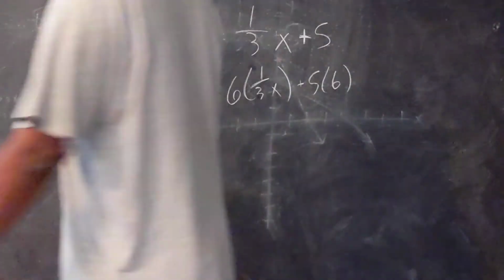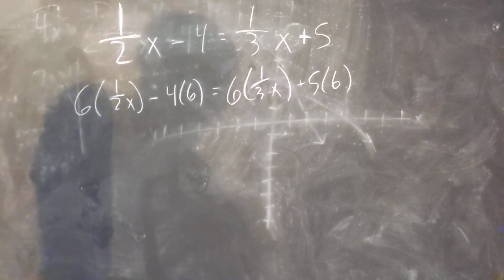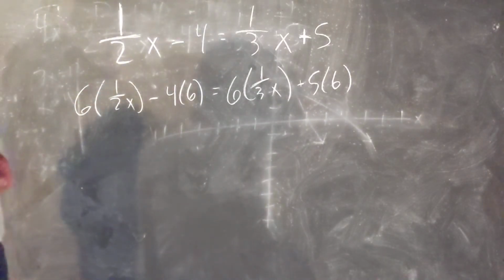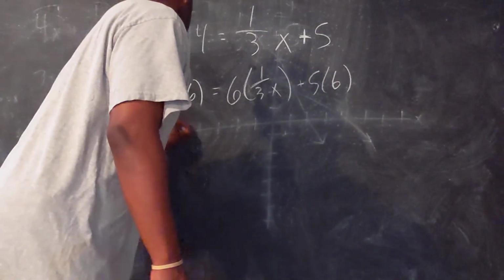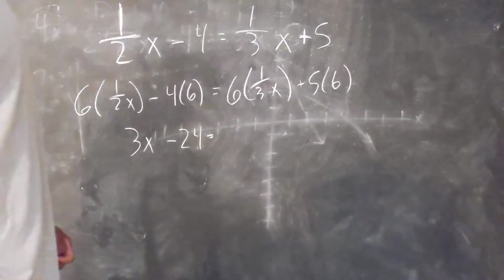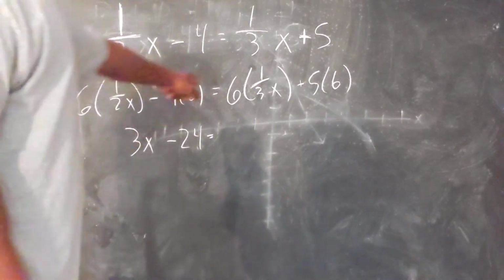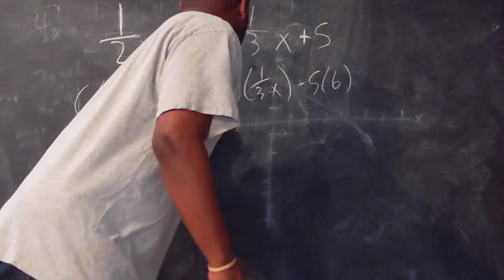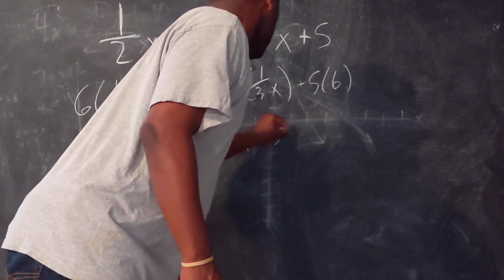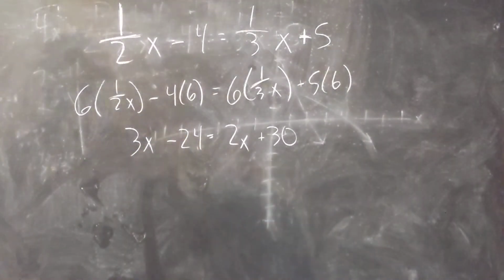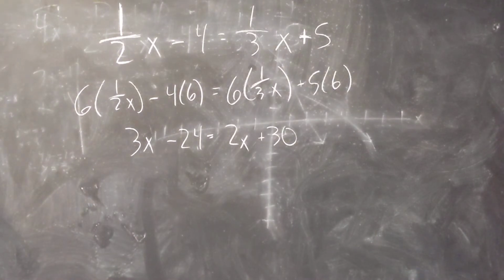Now I come back. 6 times 1 is 6, but divided by 2, that's going to be 3x. -4 times 6 is minus 24. 6 times 1 is 6, divided by 3, that's 2x, and then 5 times 6 is 30. So now I've done what I aimed to do, which was get rid of the fractions. Now I have a regular linear equation: 3x minus 24 is equal to 2x plus 30.